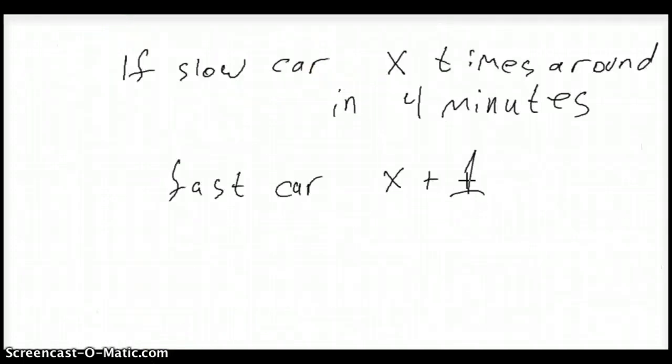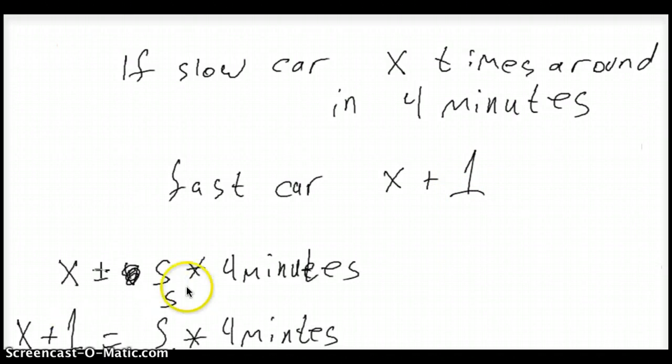So if a slow car goes x times around in 4 minutes, then the speed of the fast car would be x plus 1, meaning the fast car goes 1 extra lap faster than the slower car. And that number would help us figure out how much faster the fast car is going. To find what x is, we need x equal to the speed of the slow car multiplied by the 4 minutes, because it's x times around in 4-minute laps.